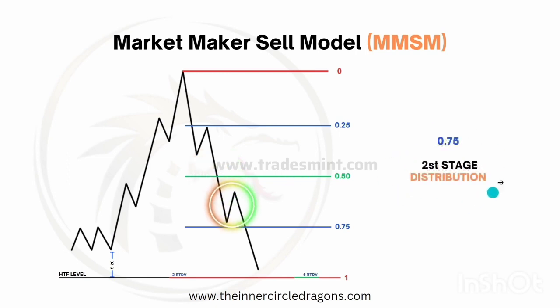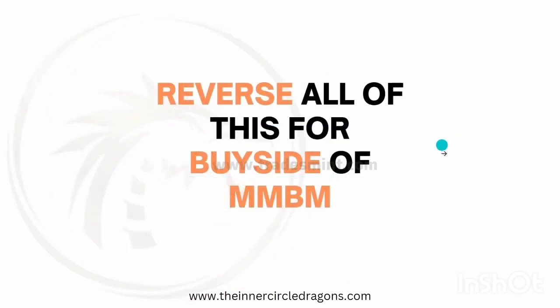We will normally see our second stage of distribution around 75% of our graded range. This is known as the silver bullet. In the next lessons, we'll go into detail about how and why the silver bullet entry forms, and how we can utilize this to take an entry. Reverse all of this for the buy side of the market maker buy model.